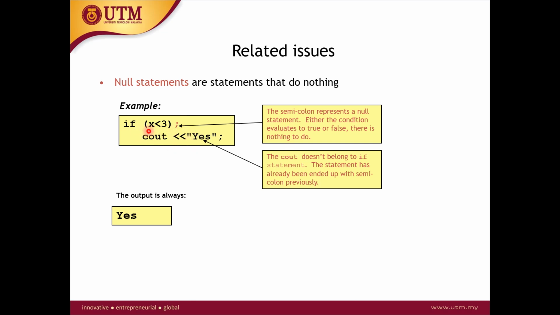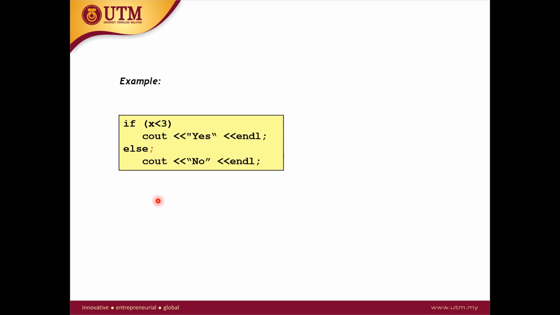Whether this condition is true or false, this one is going to be executed, so the output is always going to be yes. Another example of a null statement is this one here. If this condition is true, it executes this one. If it's not true, it comes to the else, but the else is a null statement, so this part doesn't belong to the else. Let's see what happens.